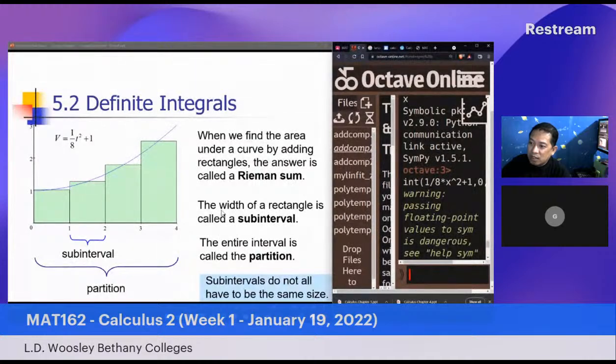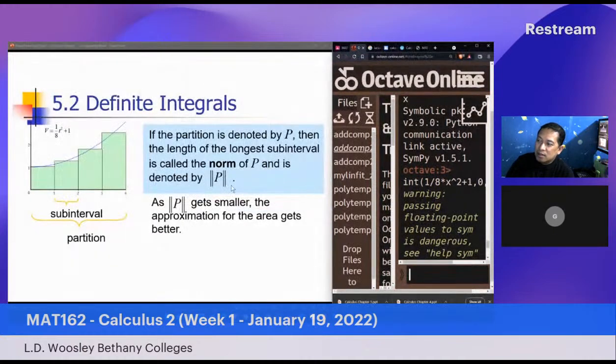Sub-intervals do not all have the same size, of course, depende yan. So, the smaller the size, the more accurate is the identification of area, reaching the actual area. Sabi niya, mas pinipino yan, mas nagiging accurate siya, kasi yung degree of error nababawasan din. Katulad nito, yung mga rectangle or triangle, these are degrees of error based on approximation.